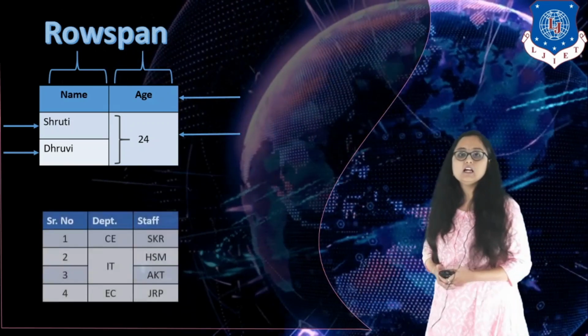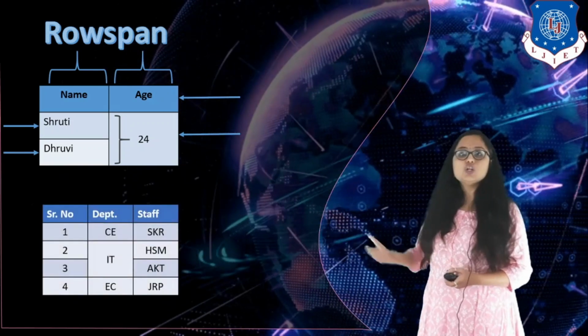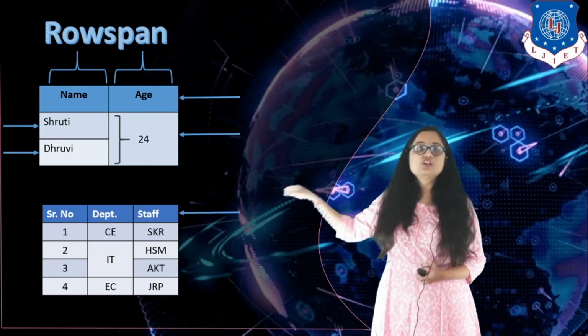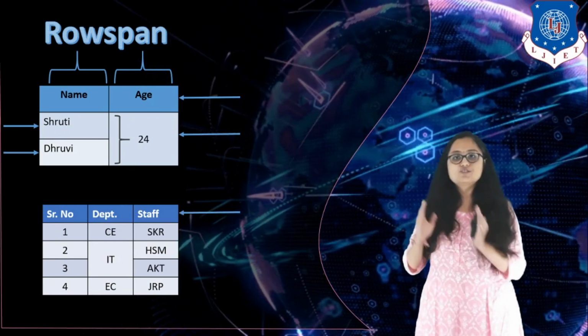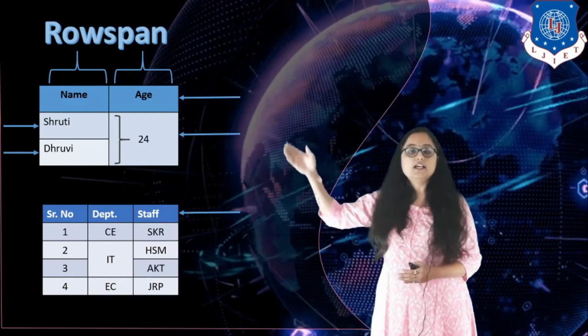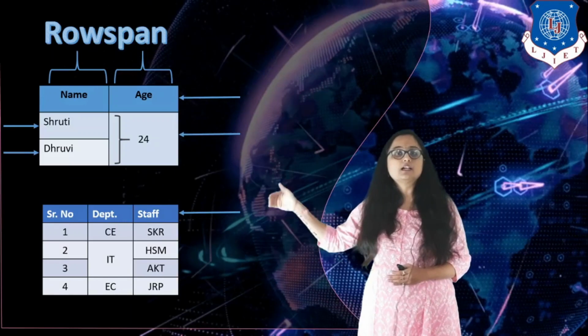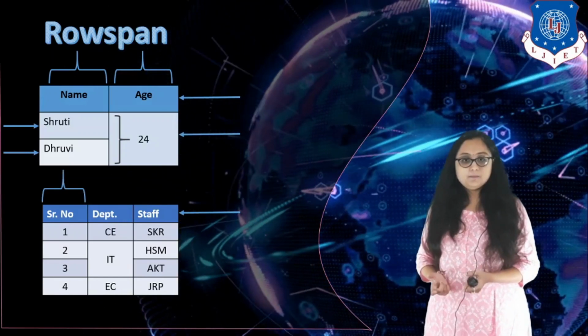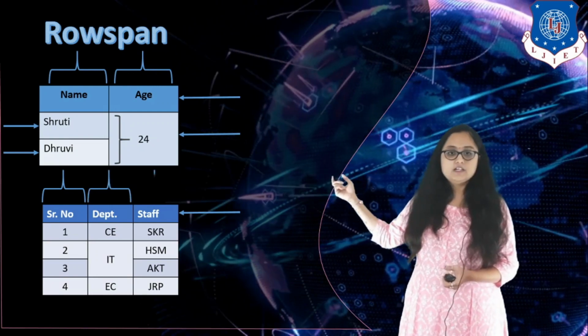Let us see another example. Here also this is an example of rowspan, wherein you can see that the first row is a normal row which consists of 3 TD, right? So you have 1 TR and you have 3 TD. Inside the TDs you have SR number, Department and Staff.